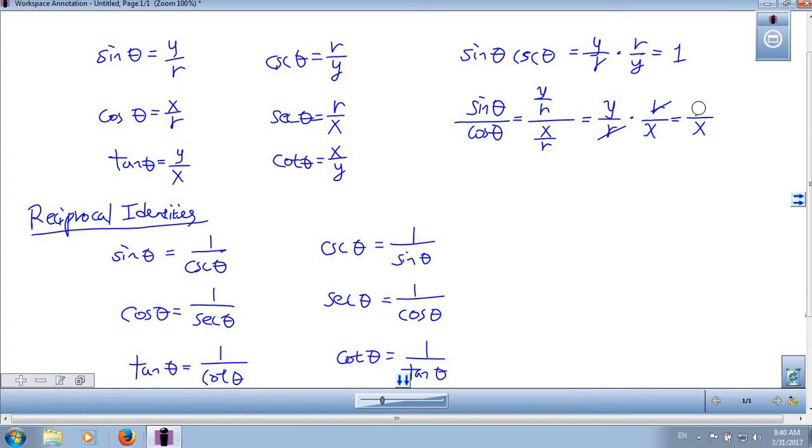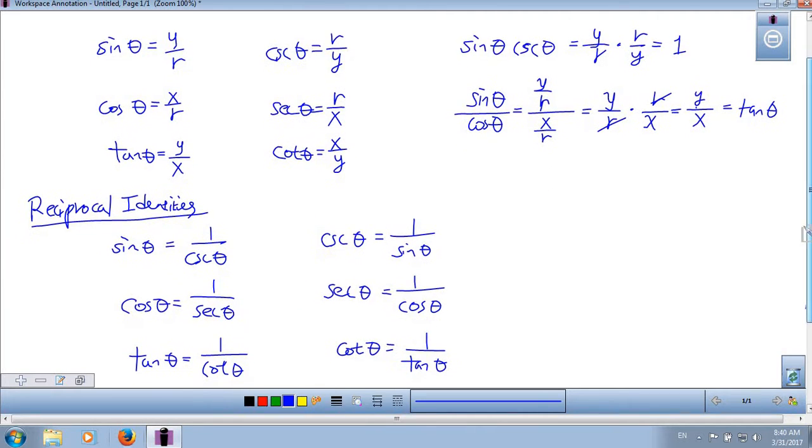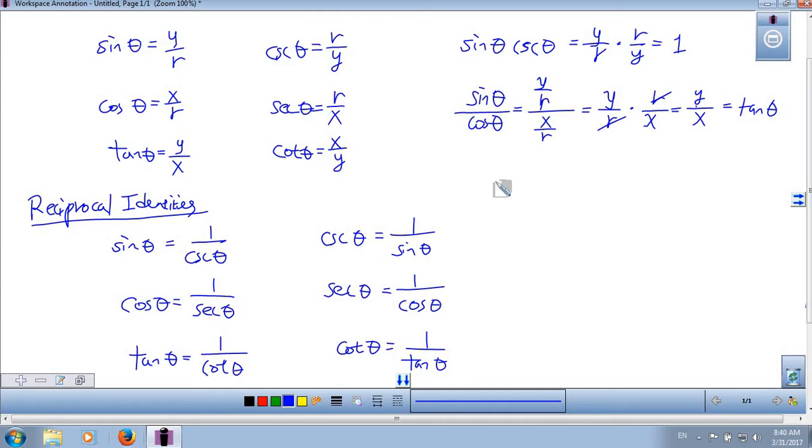Because both of them are fractions with denominators of r, the r actually cancels out when you divide the two fractions. So it becomes y over x, which is the definition of tangent. So tangent has another way to relate to sine theta. This is also very important. This is called quotient identities, okay? Quotient relations. Because we are dividing, it's called quotient identities.